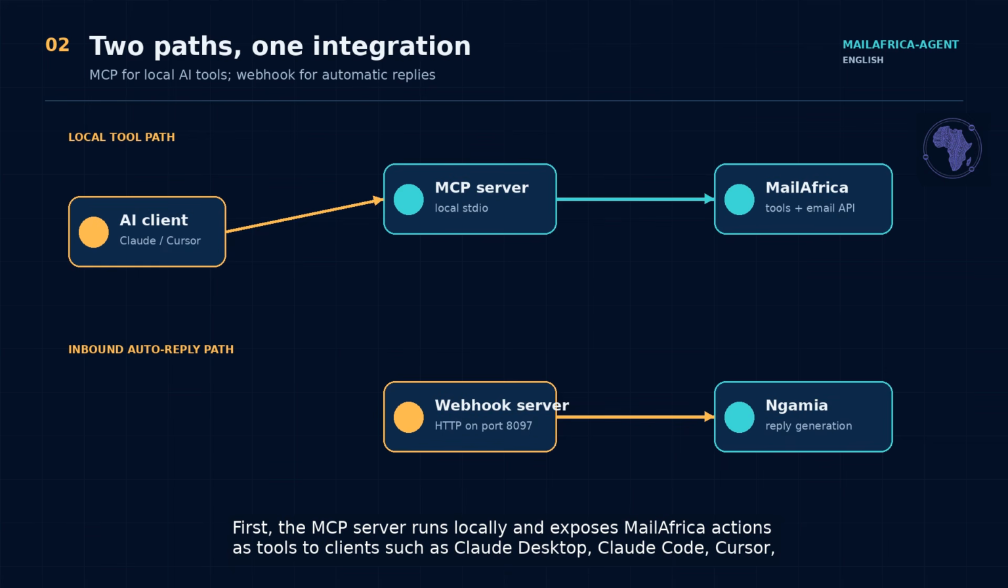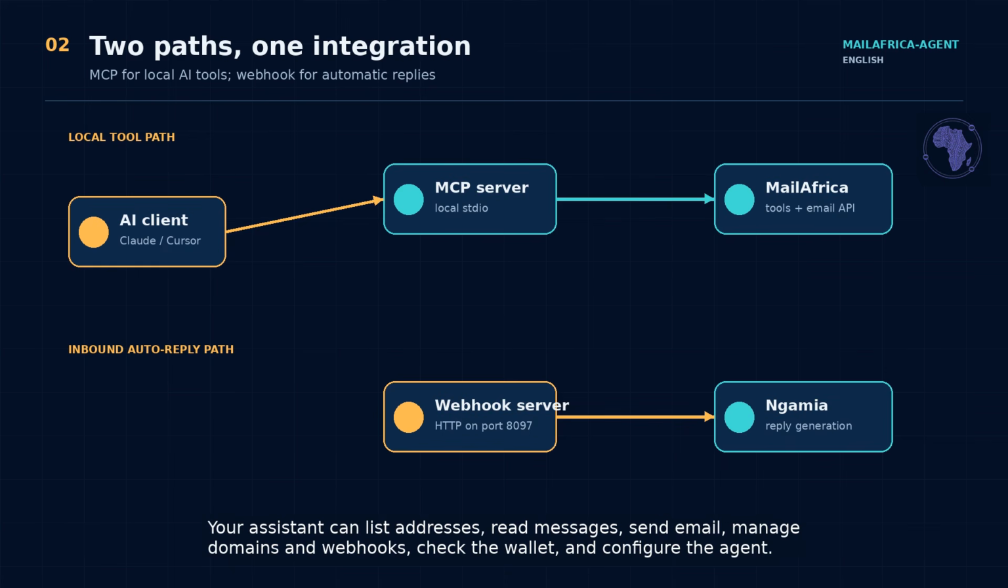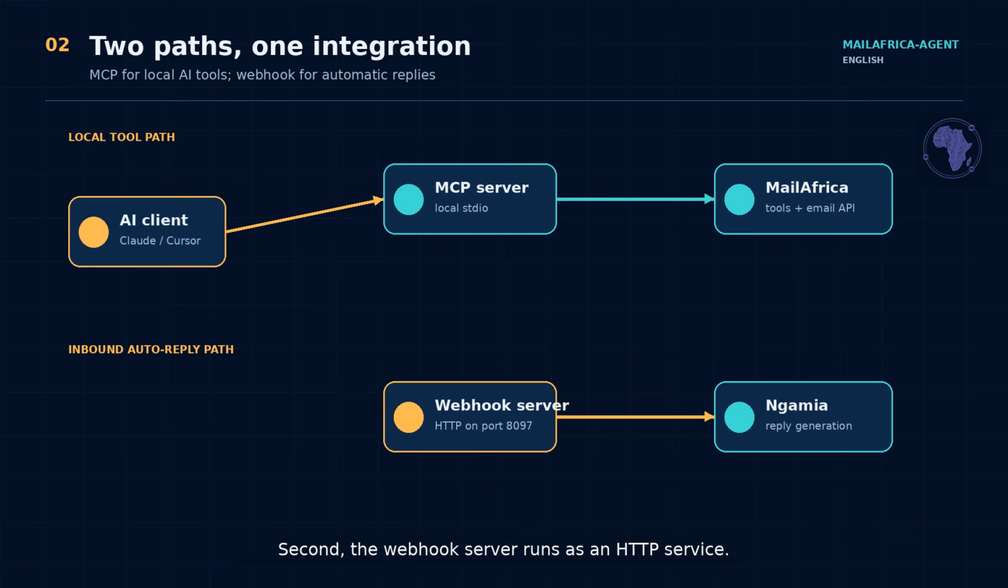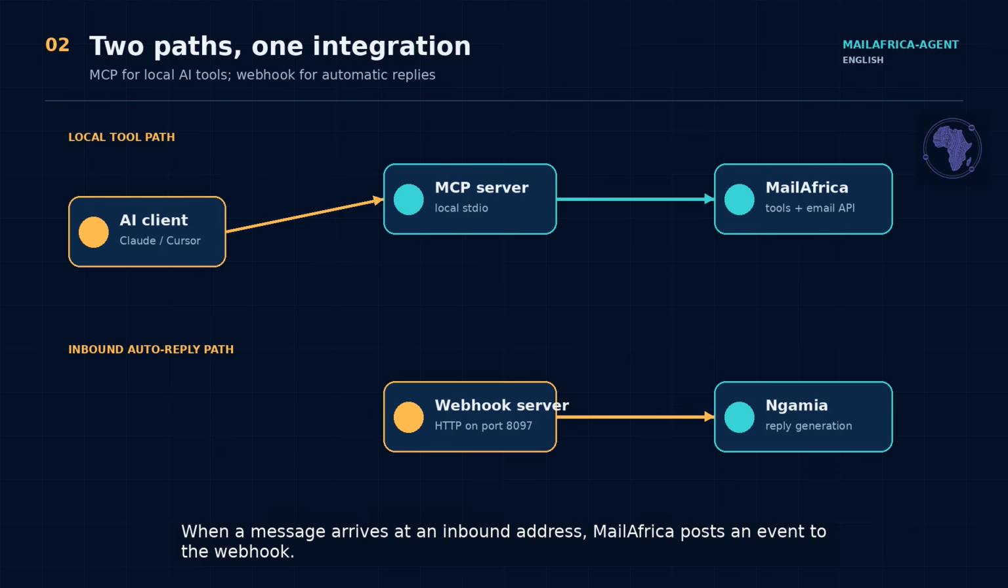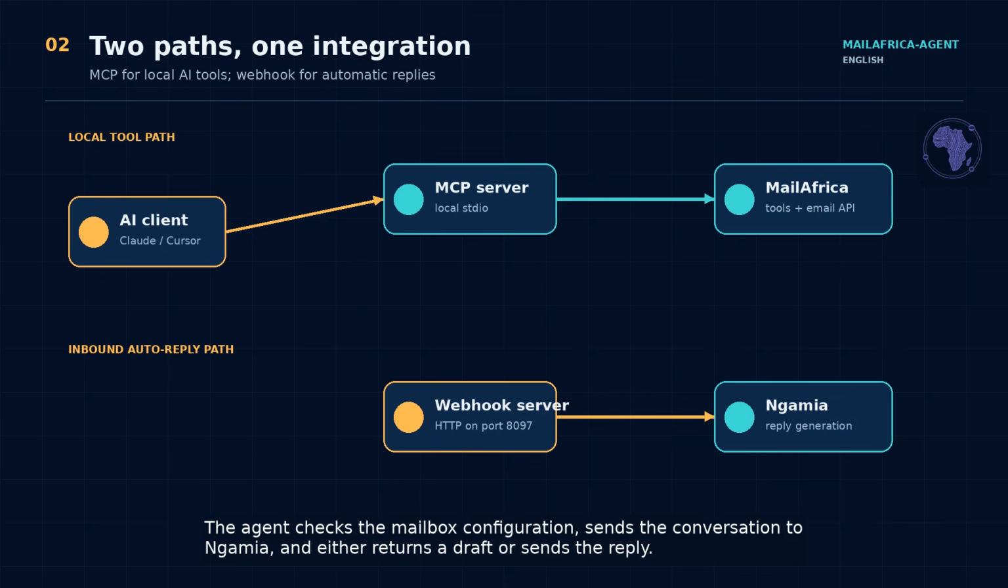There are two separate paths. First, the MCP server runs locally and exposes MailAfrica actions as tools to clients such as Claude Desktop, Claude Code, Cursor, or another MCP client. Your assistant can list addresses, read messages, send email, manage domains and webhooks, check the wallet, and configure the agent.